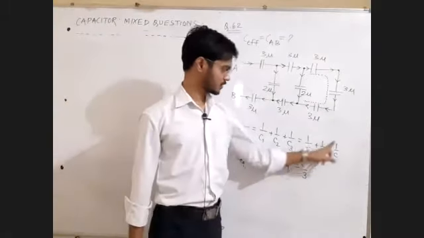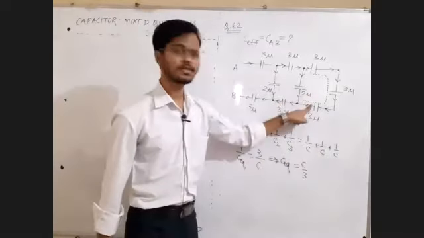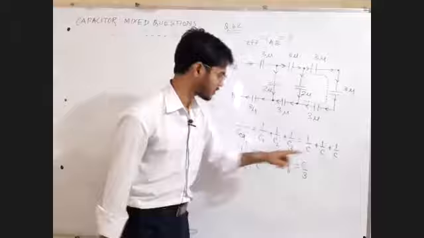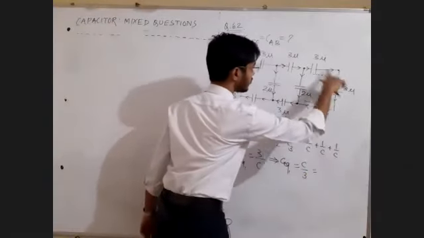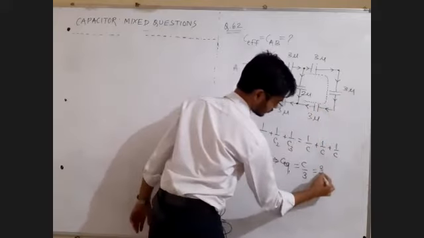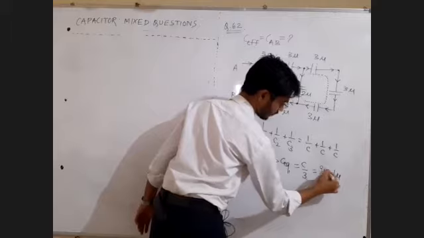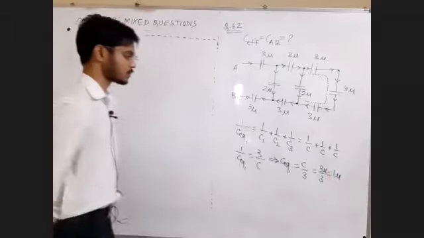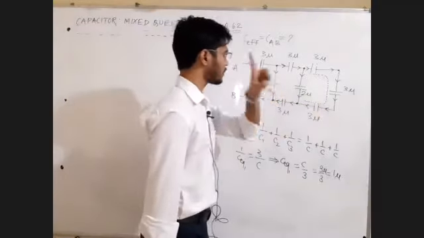1 by C, 1 by C, 1 by C, 3 by C. So C series, answer C by 3. Okay, no problem. What is that C? 3, 3, 3. Of course, not 3 micro. So the answer is 1 micro. So instead of this, I can draw only 1 micro capacitor.